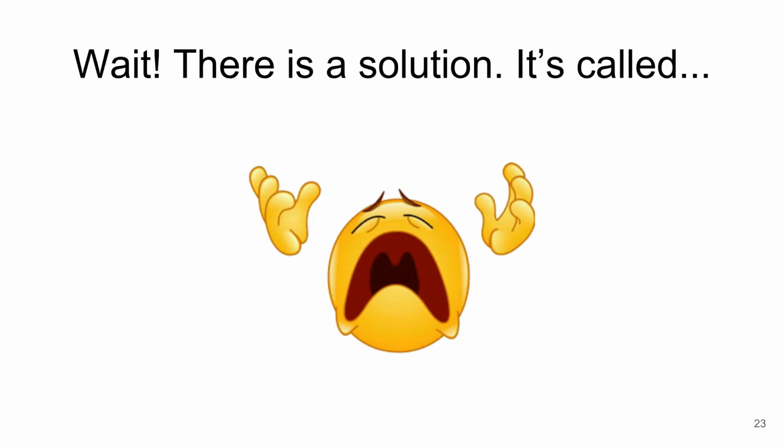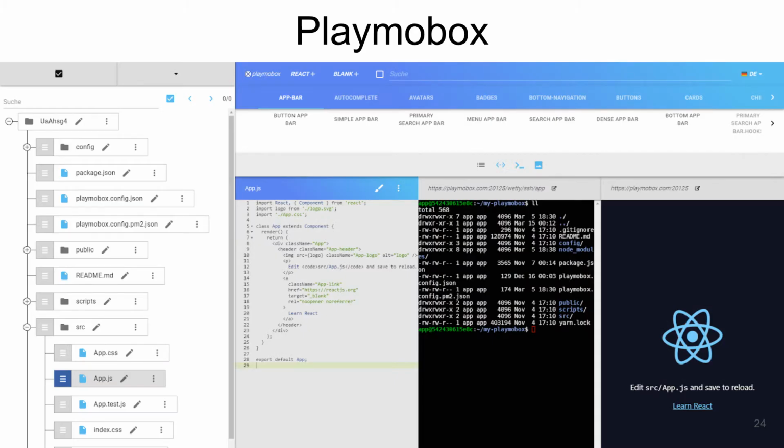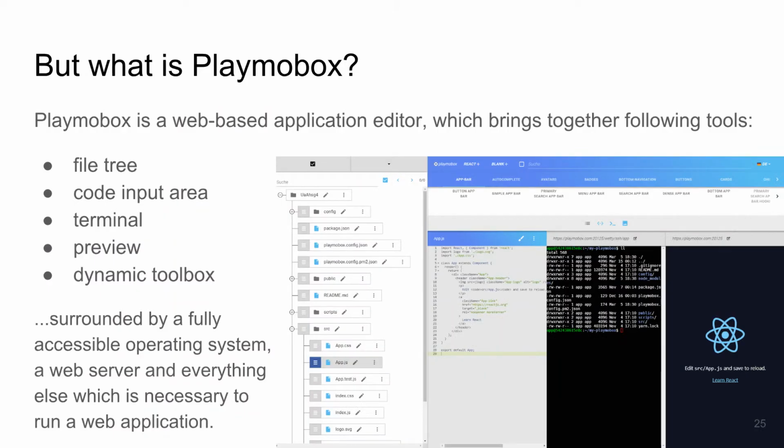But wait, there is a solution for these problems. It's called Playmobox. Playmobox is the next generation code editor. It's already online and ready to build applications of any size. It brings together the following tools: a file tree, a code input area, a terminal, a preview, and last but not least a dynamic toolbox, surrounded by a fully accessible operating system, a web server and everything else which is necessary to run a web application.